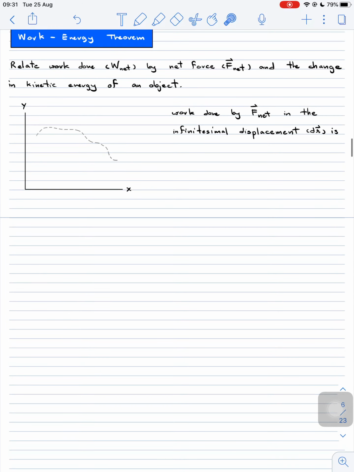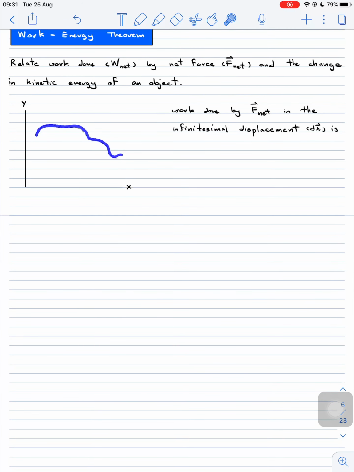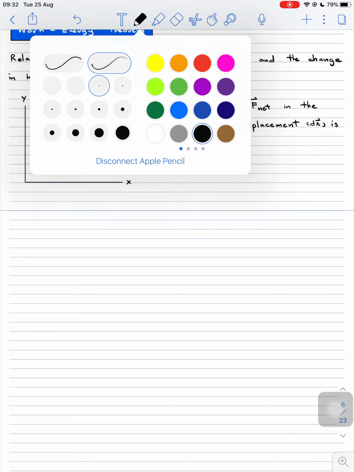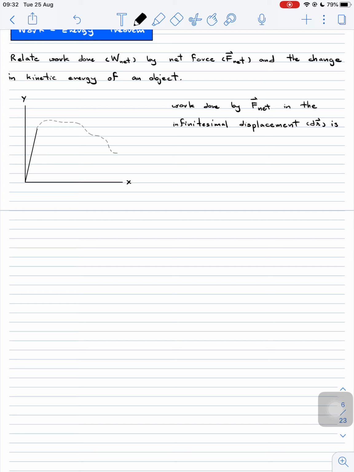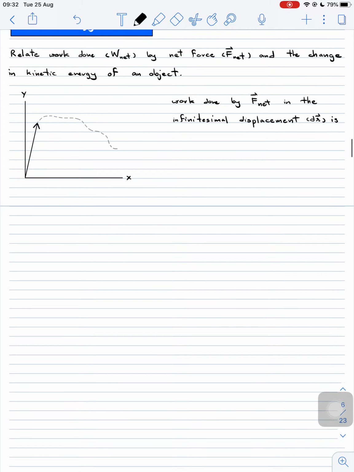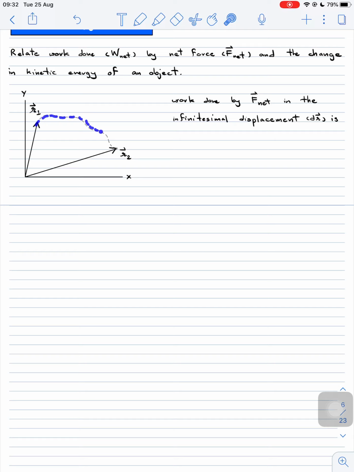Let's consider these figures. This is the trajectory, the path of the object moving on this line. This one is the position vector of the initial position of the object, R1. Sorry, let me make this one R1, and here is the position vector R2. The R1 and the R2 are the initial position and the final position, and the object just moves along this path, right?